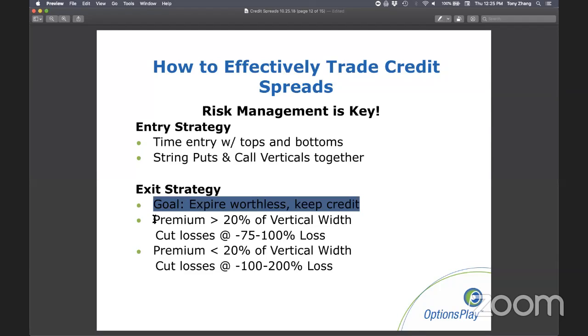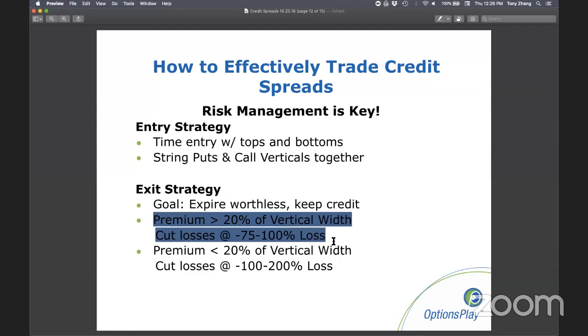So depending on how much you've received in premium with respect to the vertical width. In the example before, where we're selling a vertical width of $10 wide, if you're collecting anything more than $2 of that $10 wide spread, you want to cut your losses if you've lost anywhere from 75 to 100% of that trade.